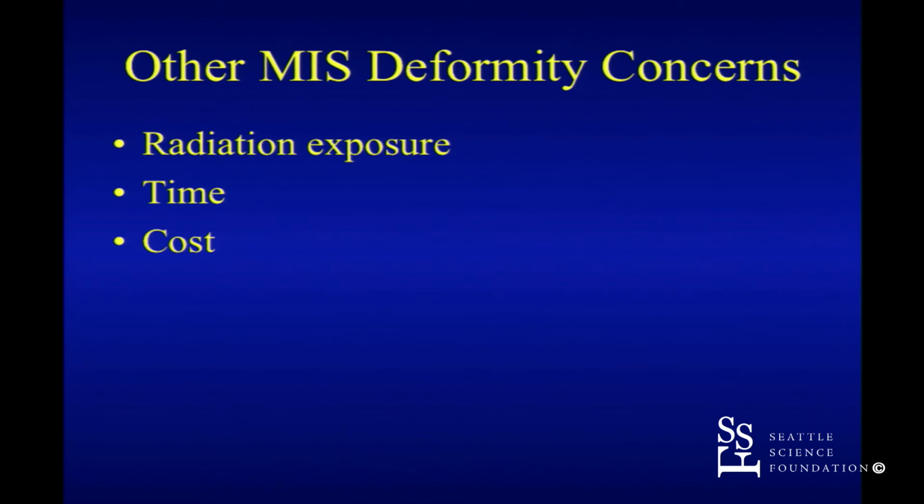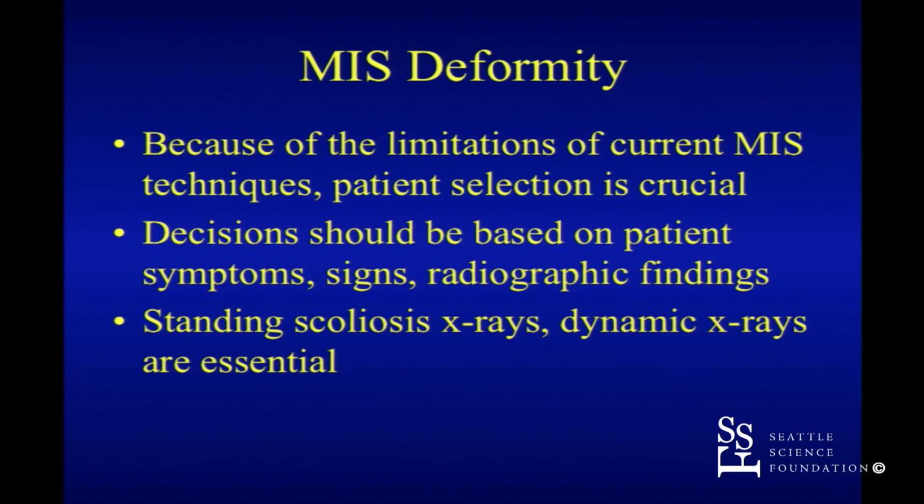Other concerns, radiation exposure. Whoever does MIS surgery here knows that we use quite a bit of radiation, and it's a big concern for me. Time, it takes a long time if you have to adjust the C-arm for every pedicle screw you're placing in a deformity case. And also cost is a significant issue. This is debatable because there are some papers showing that MIS surgery is cost savings. It depends on what you're quantifying. Is it just hospital stay, or is it the whole post-operative period? It all depends, but cost can be a concern.